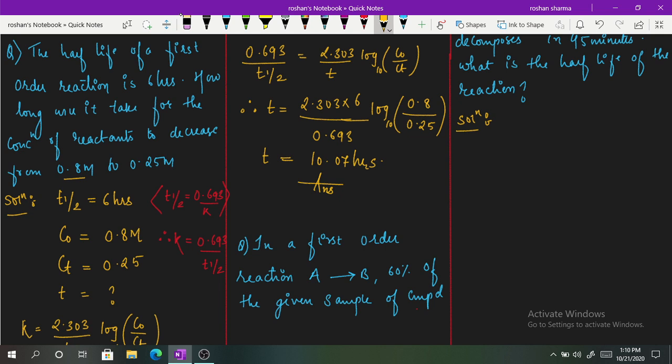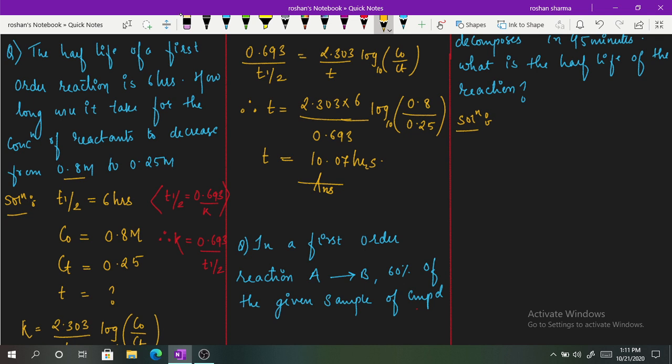Then comes the next question, students. The question says, in a first order reaction A giving you B, 60% of the given sample of the compound decomposes in 45 minutes. What is the half life of the reaction? The question says 60% of the compound decomposes, meaning 60% of the compound has actually reacted. So if 60% of the compound has reacted, students, how much amount will remain? I hope you understand, students, amount left will be 40%, right?